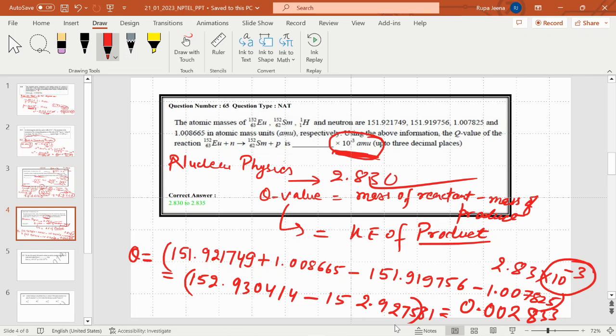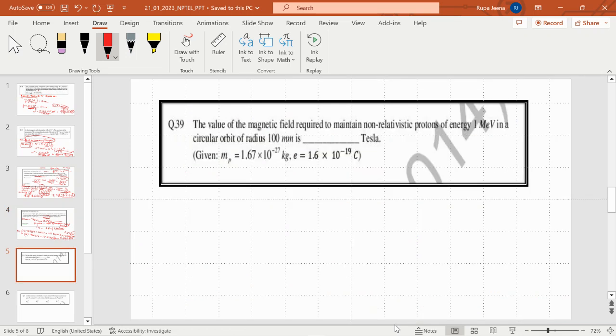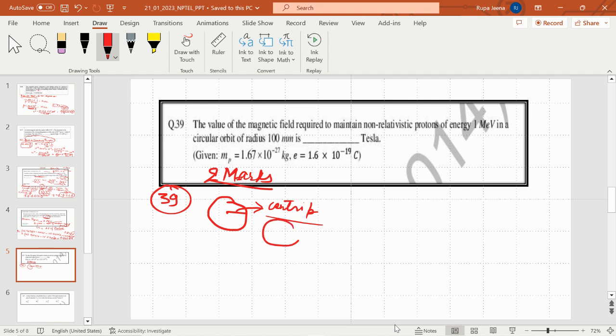Moving on to the next question. This question again is quite easy, and this came for 2 marks. The value of magnetic field required to maintain a non-relativistic proton of energy 1 MeV in a circular orbit of radius this. So you know when it is in a circular orbit, the centripetal force required to maintain the necessary motion will be provided by the magnetic field. So both the forces will be equal to each other.